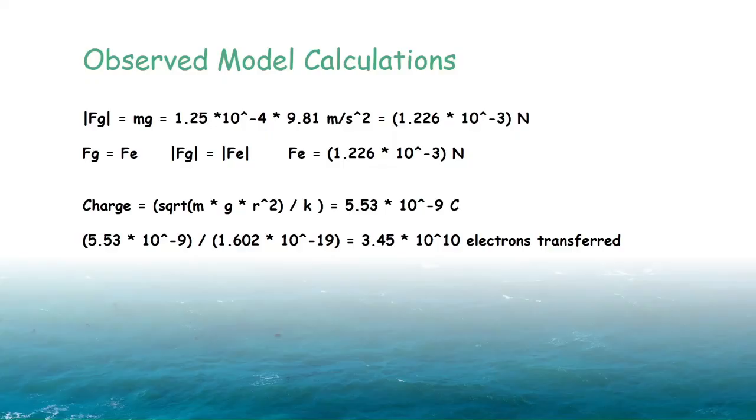And to find the charge, we find the square root of the mass times the gravity times the distance, or r squared, divided by the k constant, and this gives us 5.53 times 10 to the negative 9 coulombs. And taking the charge and dividing it by the charge of an electron, which is 1.602 times 10 to the negative 19th, it gives us 3.45 times 10 to the 10th, which is the number of electrons transferred.